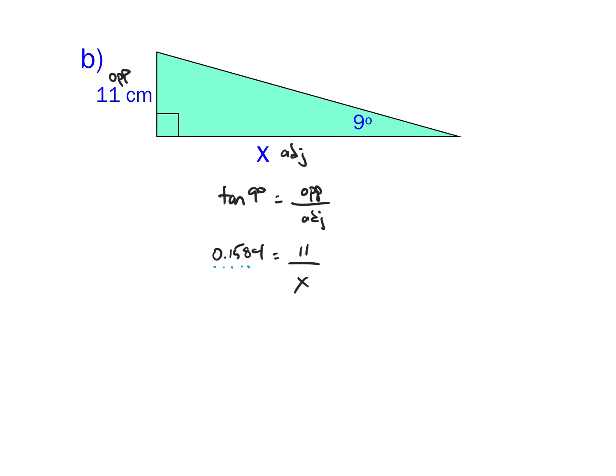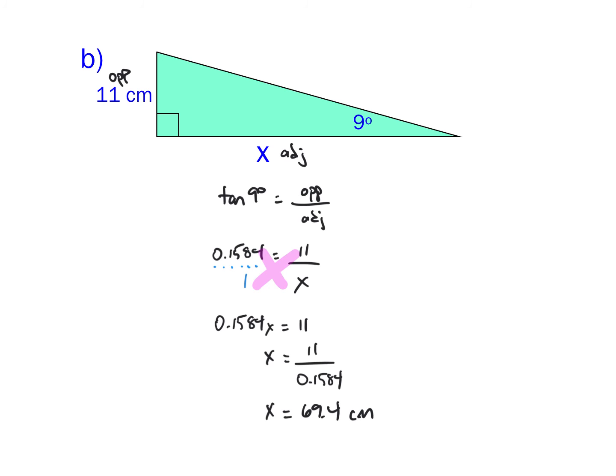And we can go ahead and drop a 1, so it's just easy to do the cross multiplying. Now we're going to get 0.1584x equals 11. And in order for us to figure out x in this question, we are going to have to take 11 and divide it by 0.1584. So 11 divided by 0.1584, and we get x equals 69.4, and the units are centimeters, and that's it.